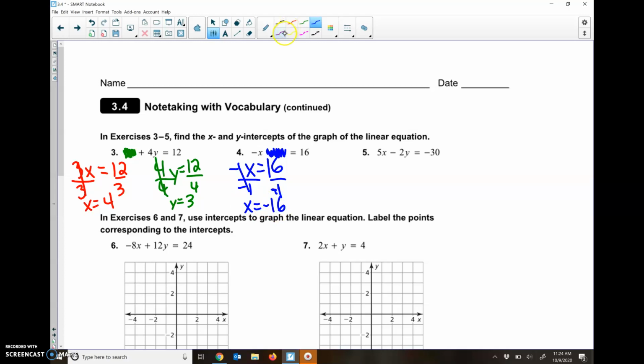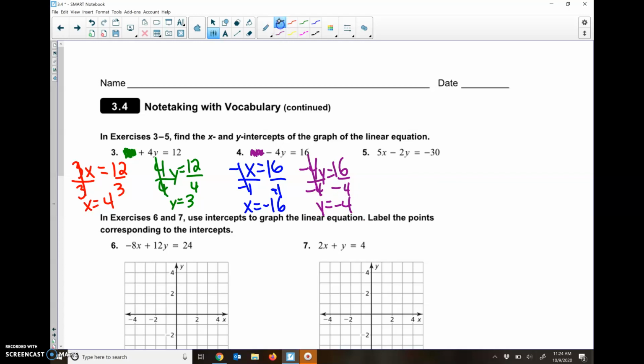So there's my x-intercept. And now to find the y-intercept, same thing as before, I'm going to get rid of the x. So I'm left with negative 4y equals 16. Divide both sides by negative 4. So y equals negative 16 divided by negative 4 is negative 4.